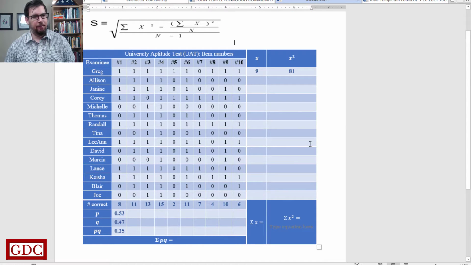I know I didn't do it for you, but that should be enough information for you to complete the chart and then the calculation yourself.